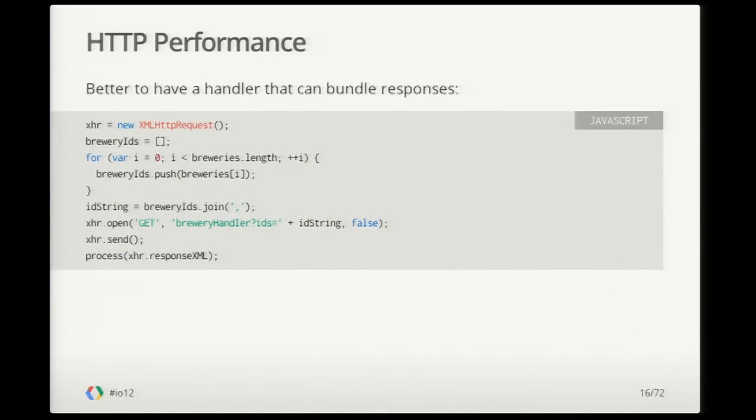So a better way is to have a handler that can actually bundle responses. And this is something we're going to hark back to a number of times in this talk: how you can make fewer HTTP requests to a server. So in this case, we've got a handler on our server which can cope with lists of IDs. And instead of making one request for each, we just concatenate all of the IDs that we want. The server will bundle those documents and send them back to the client.